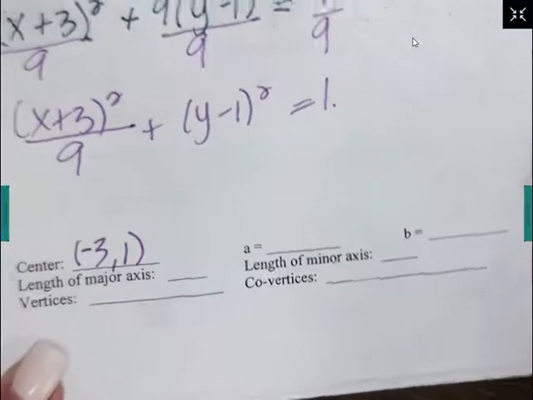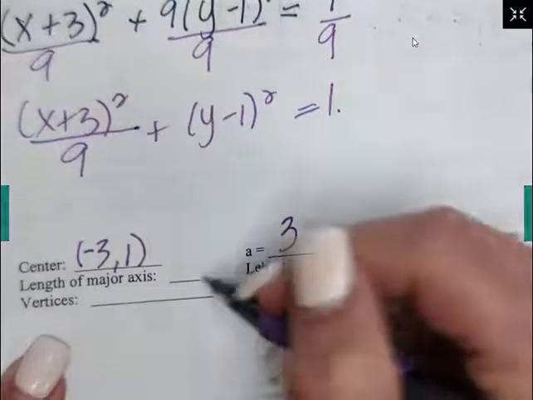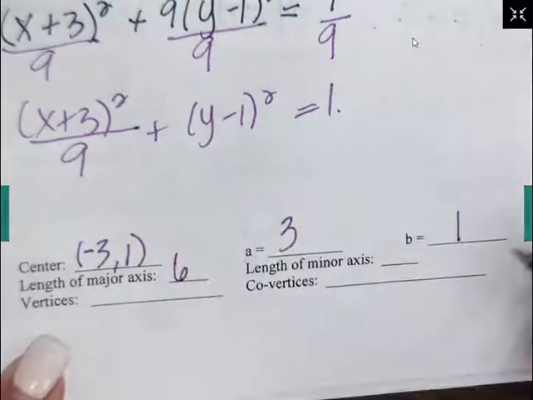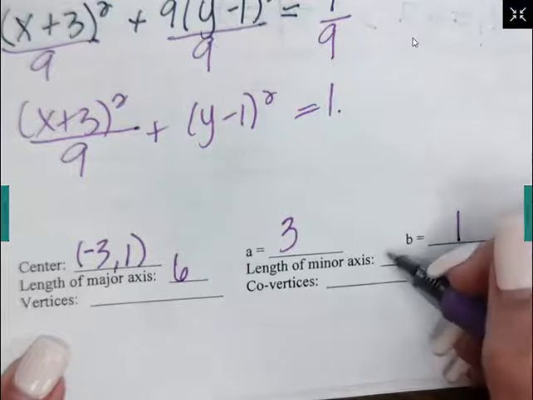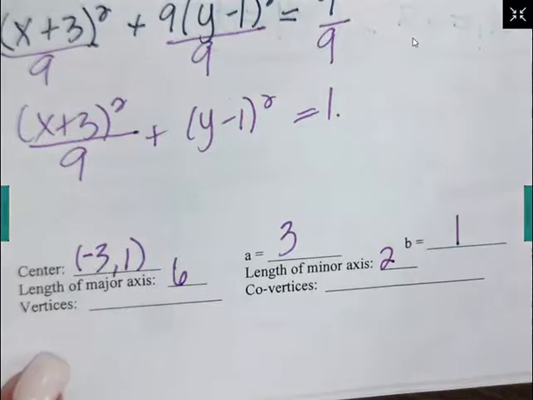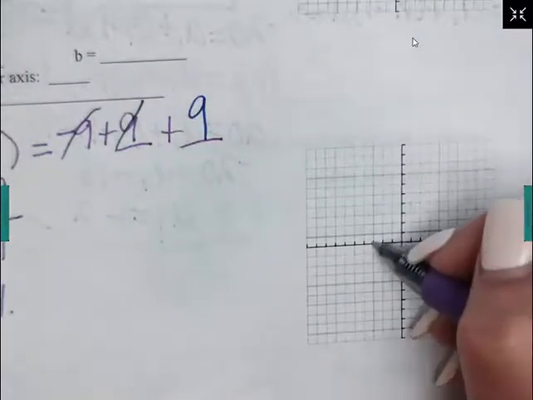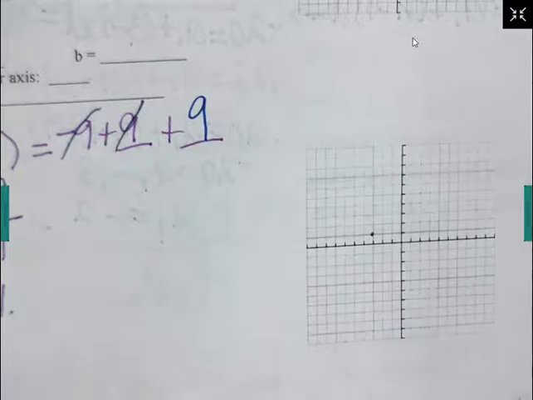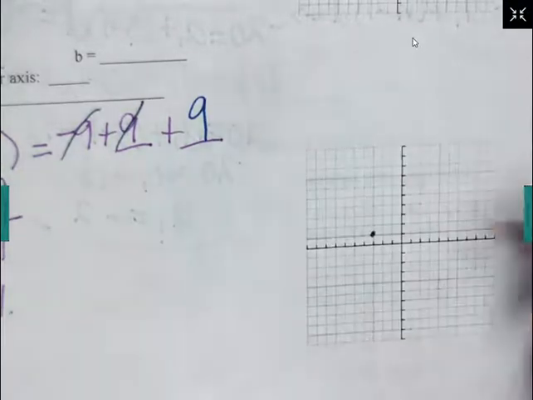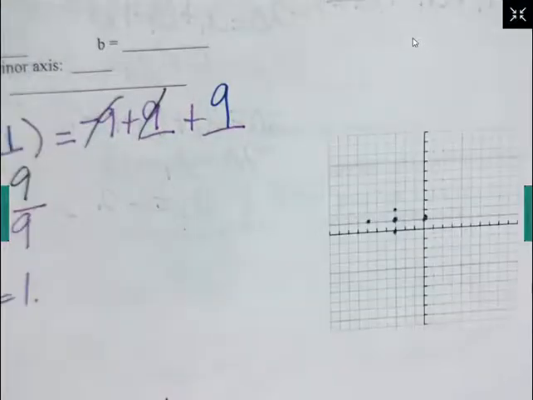What is A? 3, and B is 1. The length of the major axis is 6, which is 2 times A, and the length of the minor axis is 2. To find the vertices, we can go ahead and graph this. So we go to the left 1, 2, 3, and then we go up 1. And we go to the right 1, 2, 3, and to the left. Those are our vertices and our co-vertices.